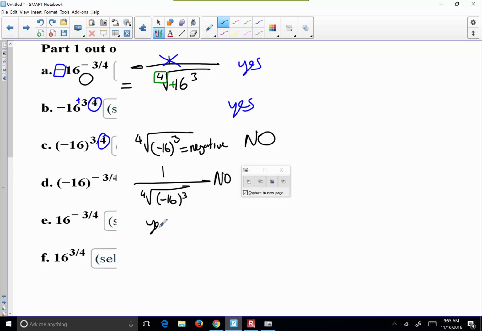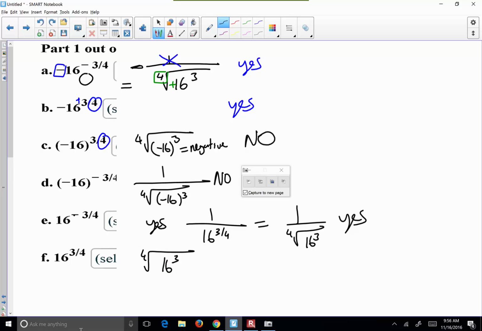And this is yes. Although you have a negative sign on the top, we are okay with that. We can flip it into positive like this. And 3/4 turns into positive number inside. So we are fine on this one. And this is already fine. This is fourth index 16 cube. 4 comes out, 3 it stays in. Okay?